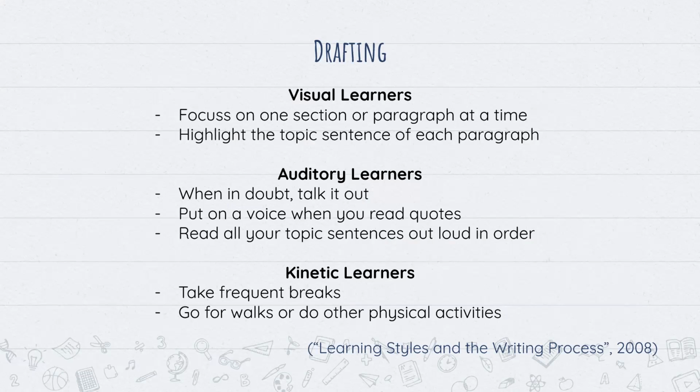Auditory learners. Whenever you're having a tough time, just talk it out, whether it be with yourself out loud or a friend. Just as you're drafting, keep speaking every single paragraph out loud to anyone who you can. It's also really helpful to put on a voice when you read quotes. This will help auditory learners separate the quotes from their own text to make sure that it doesn't just come out of nowhere and it fits appropriately.